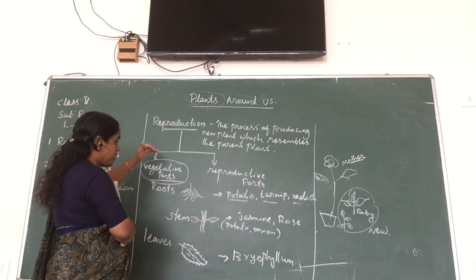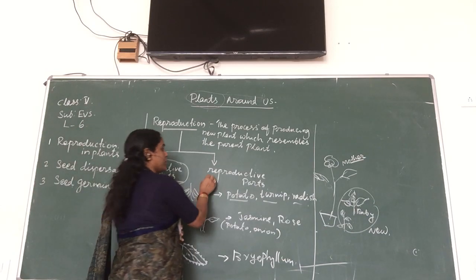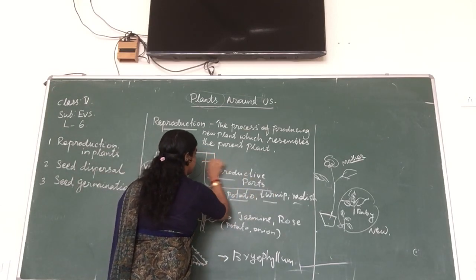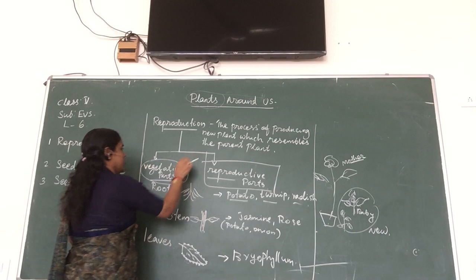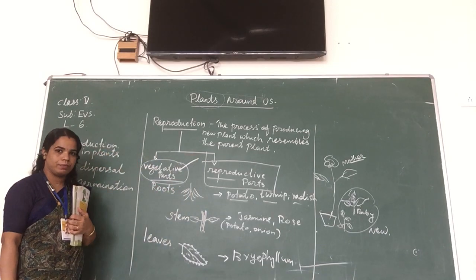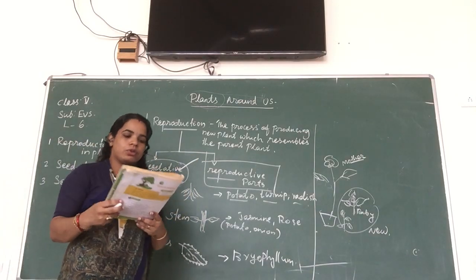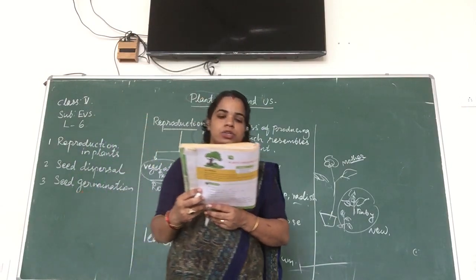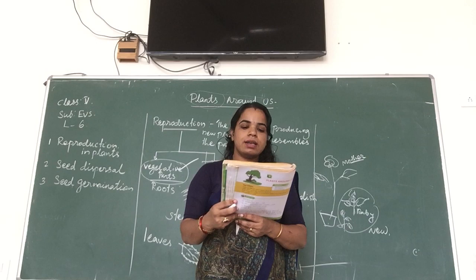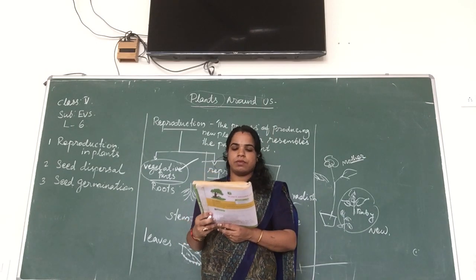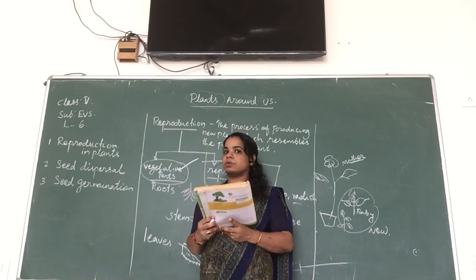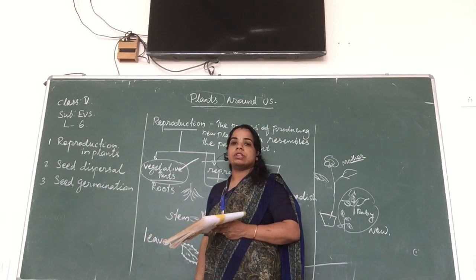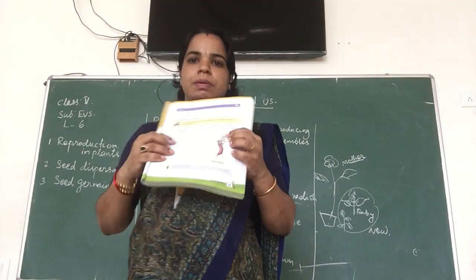We will discuss this first, and after that we will go to the reproductive part. First we need to learn reproduction from the vegetative part. The roots, stem and leaves are the vegetative parts of a plant. Let us learn about these parts and their ways to reproduce. We have to know how a plant is reproduced through the vegetative parts. Let's see the picture.